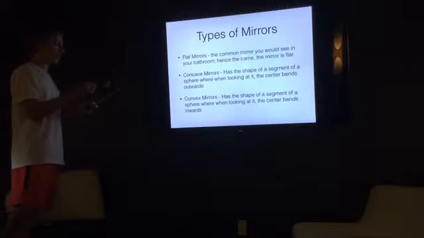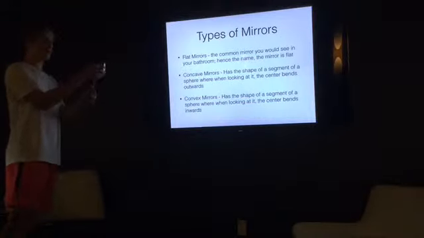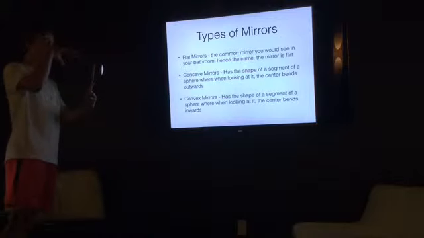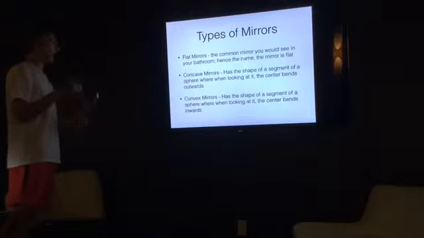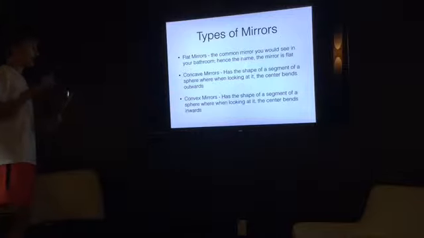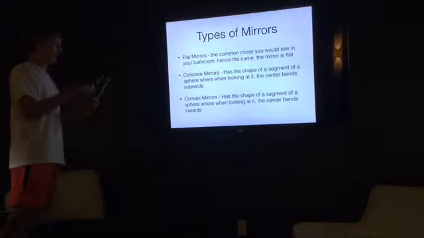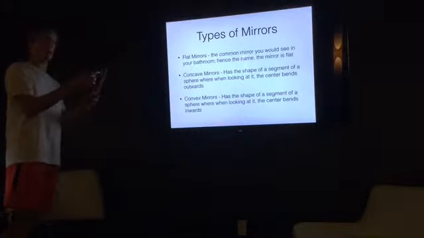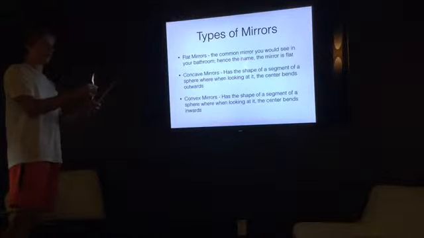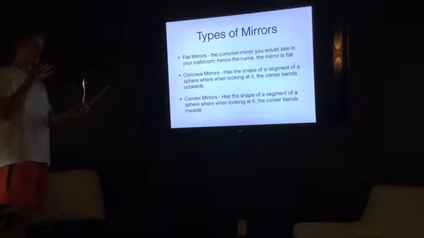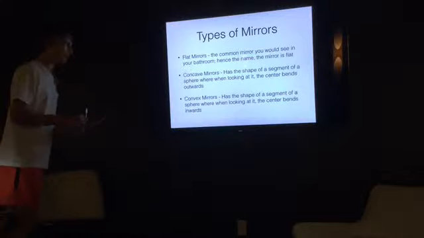The concave part would be the inside of the spoon, and when you look at it, you can usually see an upside down image of you. And then the convex mirror is the opposite of the concave, the same sphere type thing, like the opposite side of the spoon. When you look at it, you see the same image looking back at you and upright, but it's a smaller image.